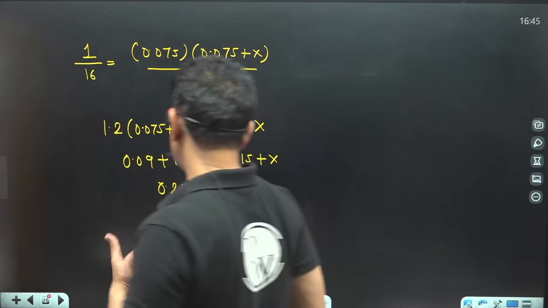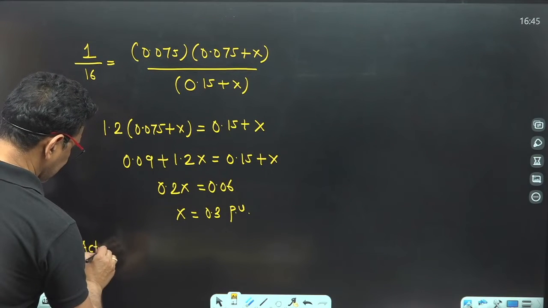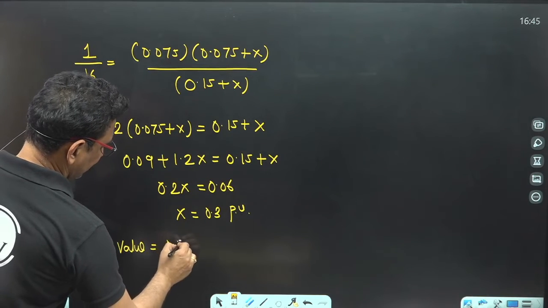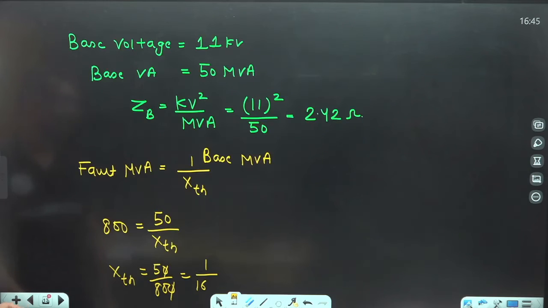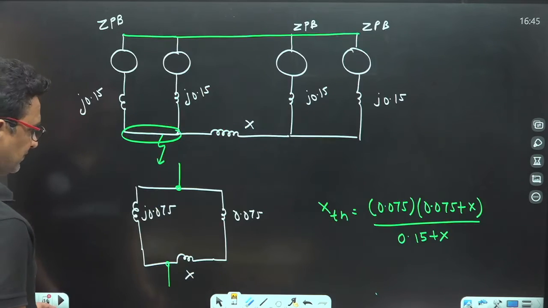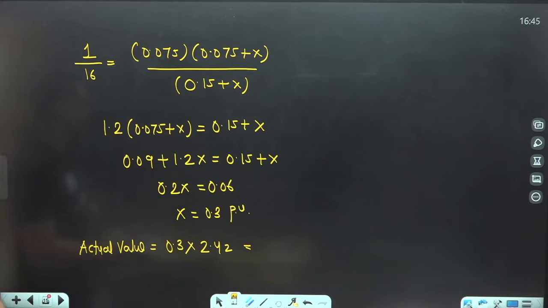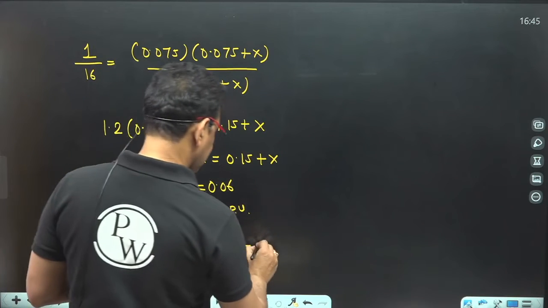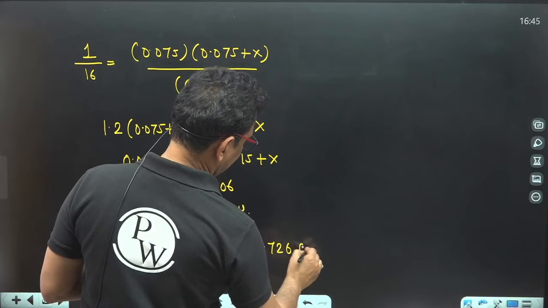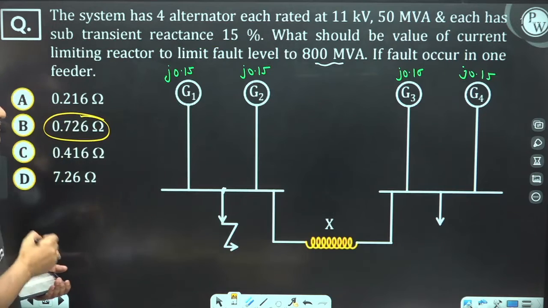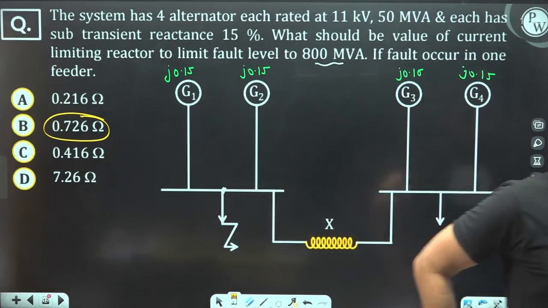Now what is the actual value? You can find the actual value as the PU value into the base value. Actual value is 0.3 and the base value 2.42. So 2.42 multiplied by 0.3 is 0.726 in terms of ohm. 0.726 ohm is the right option. Clear?